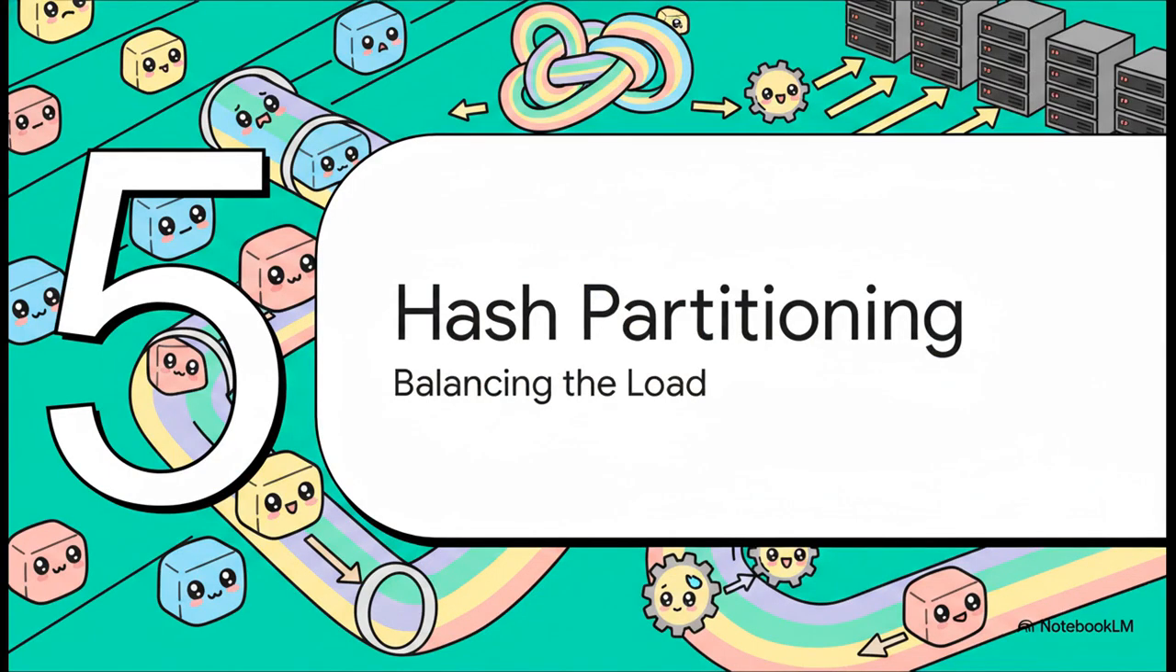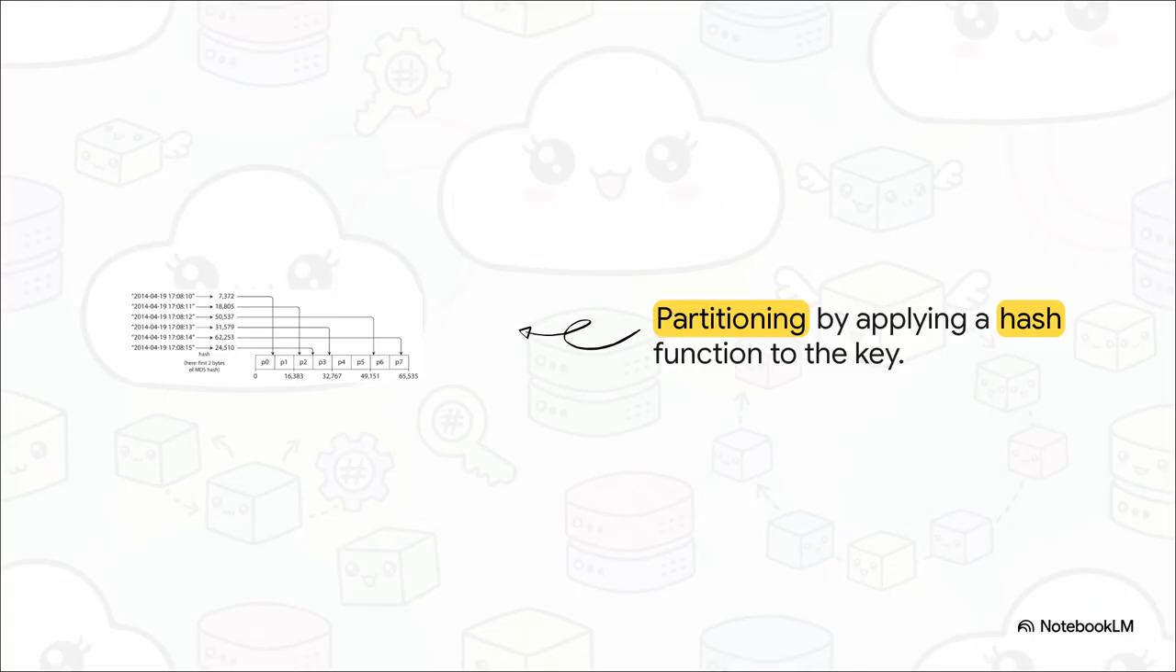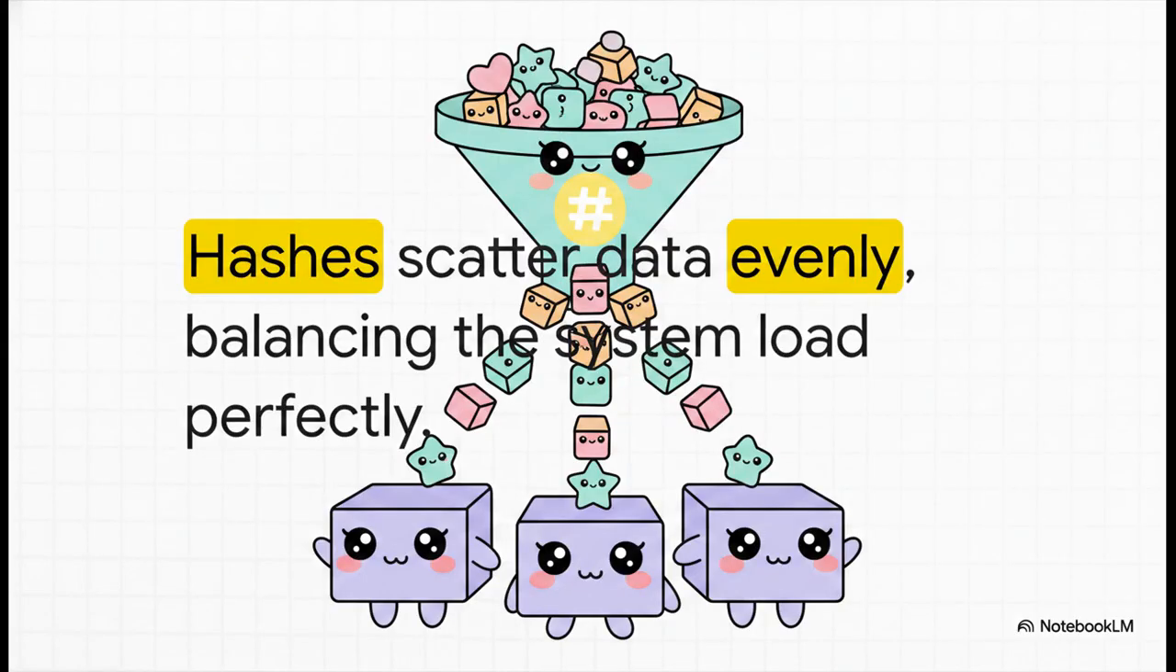Which brings us to Section 5, hash partitioning, balancing the load. So to fix this, instead of sorting by the actual key, we pass the key through a hash function first. Even if 2 input strings are incredibly similar, say 2 timestamps that are only 1 second apart, the hash function scrambles them into completely different, seemingly randomized numbers. We then take those randomized hash values and use them to assign the data to our various partitions. This makes the hash function the ultimate great equalizer. Because the hashed outputs are uniformly distributed, the incoming data gets scattered evenly across all of the available nodes.